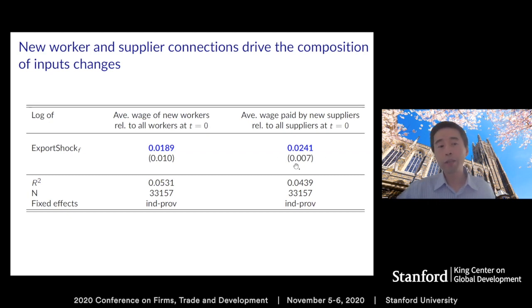So this is something you can identify from the export shock, and from the firm's own perspective, it's attracting a lot of new workers that are being paid higher wages than the other workers at the base period. So this tells us that, in experiencing these export shocks, firms are actively adjusting both their own quality and skill intensity, as well as the supplier network they've been using.